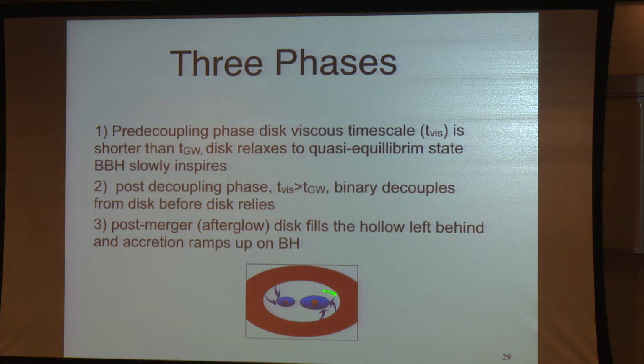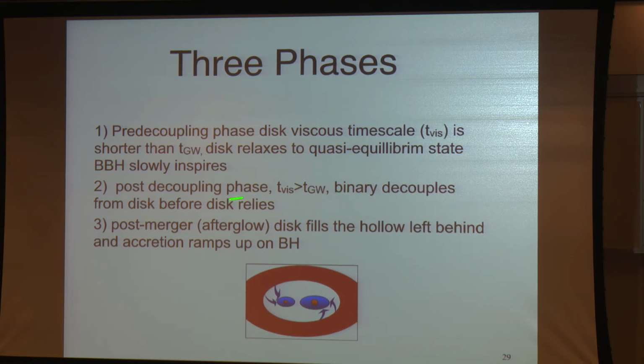So in the circumbinary disk problem, there are sort of 3 phases that are looked at, and people look to study whether or not they can find electromagnetic signatures from these 3 phases. So there's a predecoupling phase when the disk is viscous. So you can think about this disk here. The 2 black holes are in the middle, and there's an accretion disk around it. And this is during the part where you have a quasi-equilibrium state, and there's very slow inspiral.